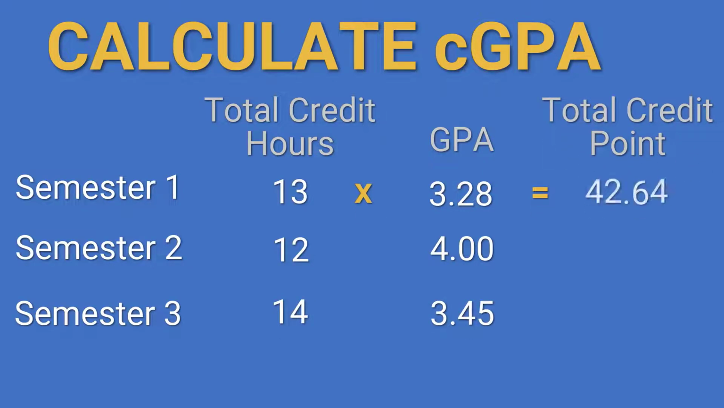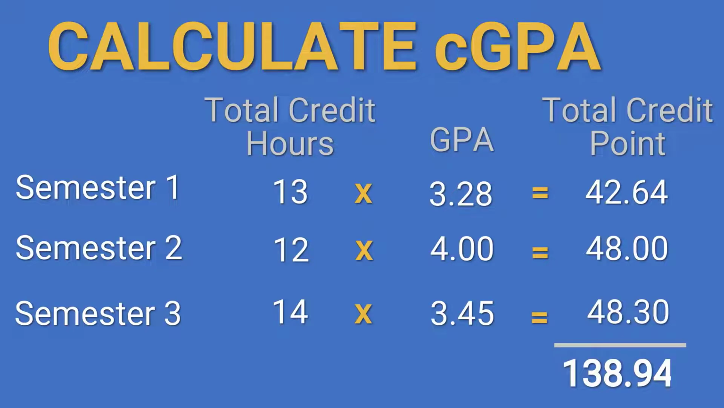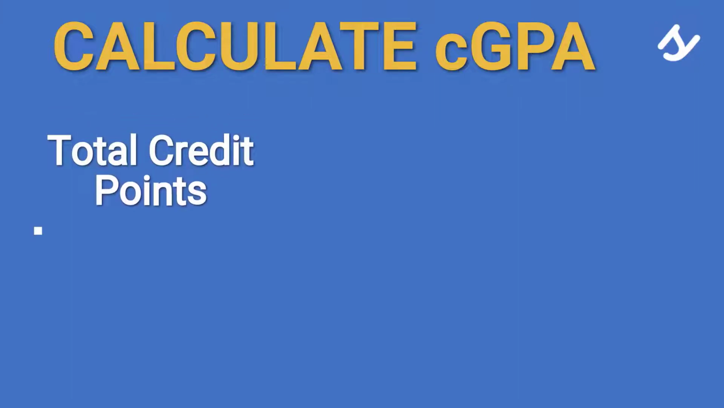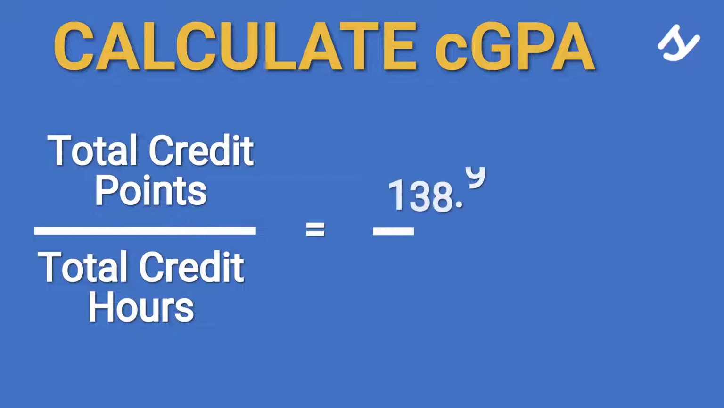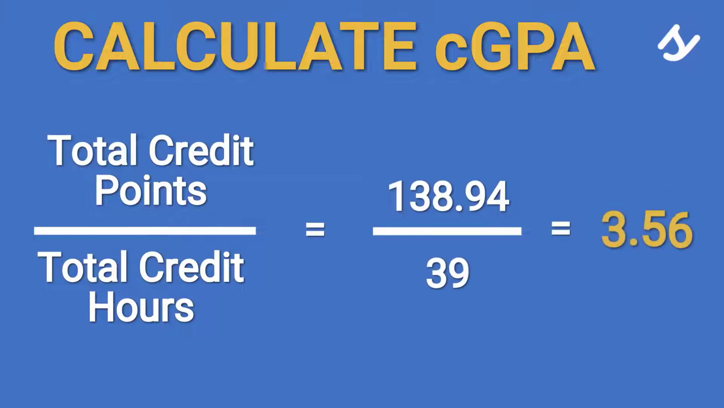Multiply the total credit hour with GPA for each semester and then you add them all up. That's your total credit points. And then you add up the total credit hours as well. To calculate your CGPA, take the total credit points and divide with the total credit hours. You got CGPA of 3.56 using this example.